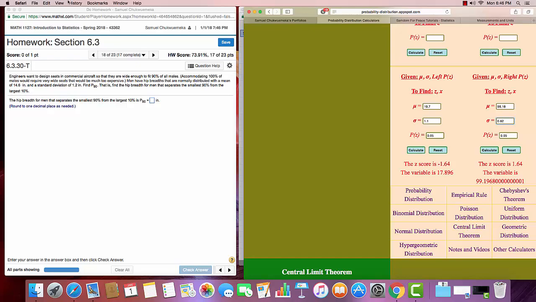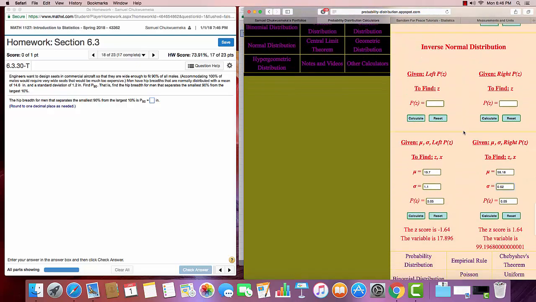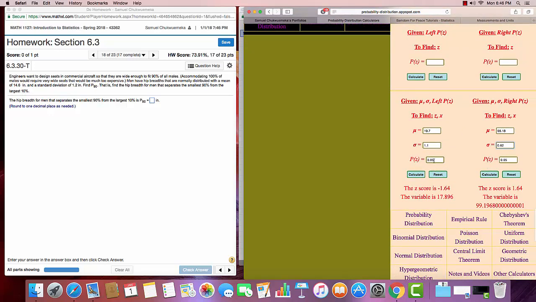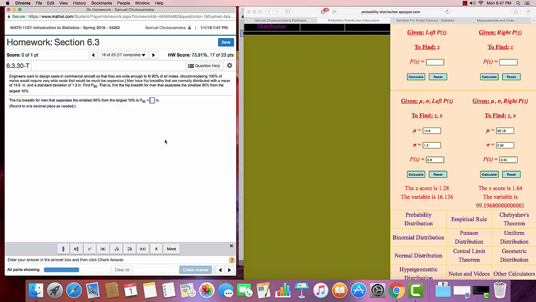Okay, so we're going to use inverse normal distribution. We can use lower 0.9 or we use upper 0.1. It will give us the same answer. So I'm going to use 0.9 lower here, and the mean is 14.6. Standard deviation is 1.2. Okay, enter. So to one decimal place, the answer is 16.1 inches.